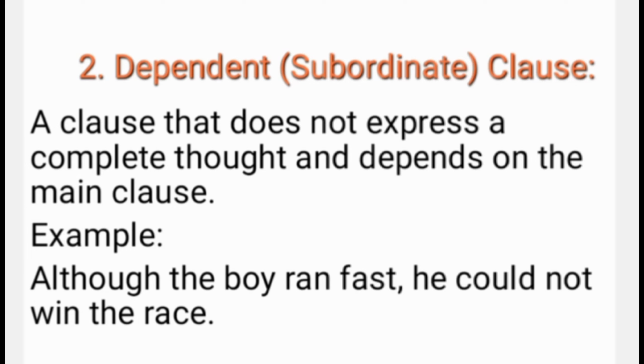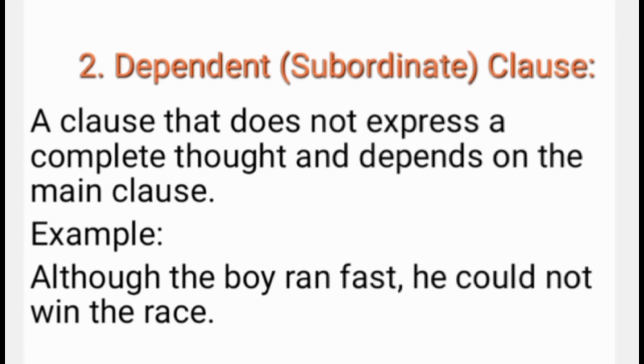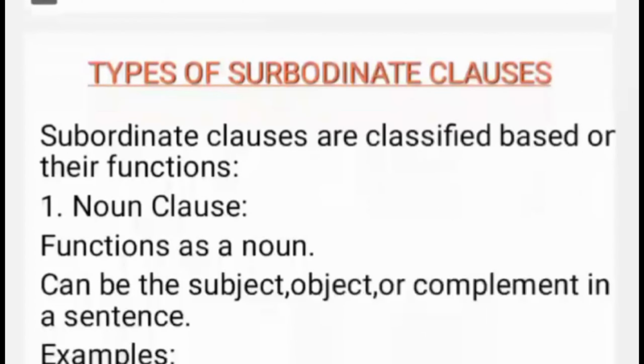As you are seeing it here, although the boy ran fast, he could not win the race. He could not win the race is the main clause. It can stand on its own. But although the boy ran fast cannot, because it will not give you a complete thought because it is a dependent clause.